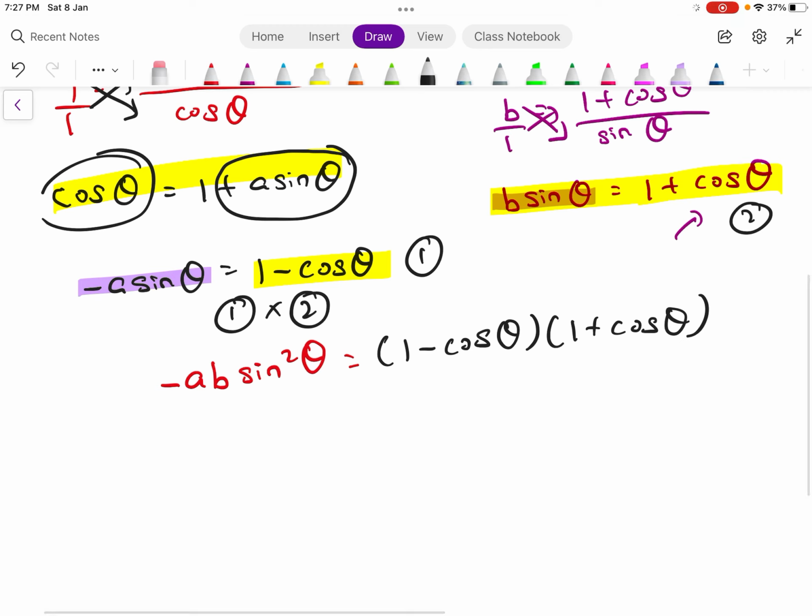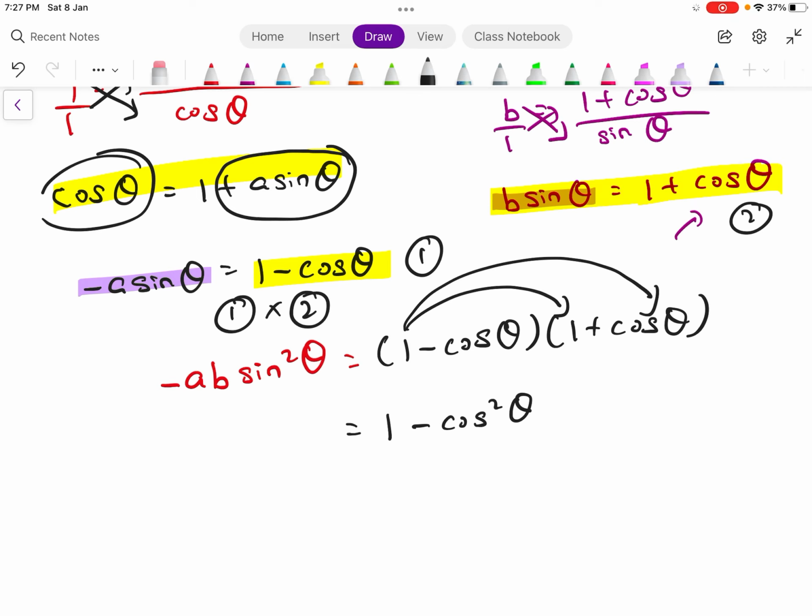Of course I do my expansion. If you do your expansion, you should get 1 minus cosine square theta. You can check: 1 times 1, 1 times cosine theta, negative cosine theta times 1, and last but not least, negative cosine theta times cosine theta. Overall, you will get 1 minus cosine square theta. And when you see this, you must think of your first identity already. Now I continue: minus AB sine square theta.